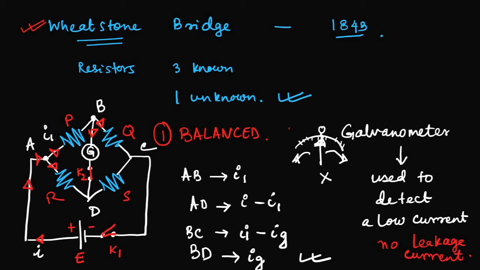If there is none, then it would be 0. You must remember, if it is in balanced form, Ig will always be 0. I must mention it here. Whenever the Wheatstone bridge is in balanced form, Ig will always be 0. If it is not, then you can verify yourself. After that, we will talk about how to deal with the situation and how to find the unknown resistance.